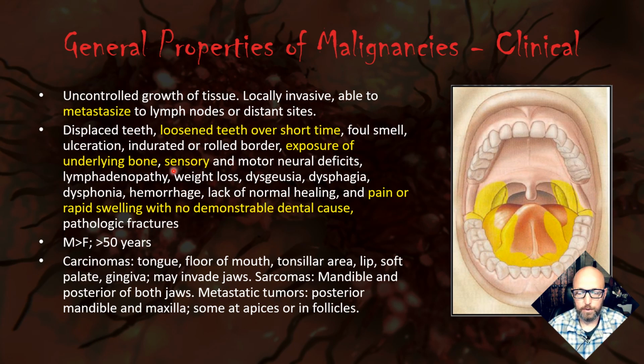Exposure of underlying bone, so sometimes if you get a soft tissue lesion that's eaten through the soft tissues, you can get exposure of bone. Sensory and motor neural deficits. Why is that different from benign lesions? If you have a cyst or a benign tumor, those tend to grow slowly, and so they push against nerve canals. Even the mandibular canal can be very grossly displaced, and the patient doesn't get symptoms. Contrast that with malignancy, which tends to invade into neural spaces, and it tends to interact with those nerves, and that causes pain or paresthesia. So that is not a clear-cut indicator, but a strong indicator that someone has a malignancy.